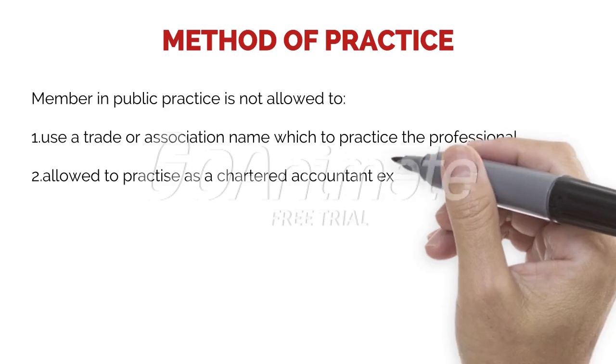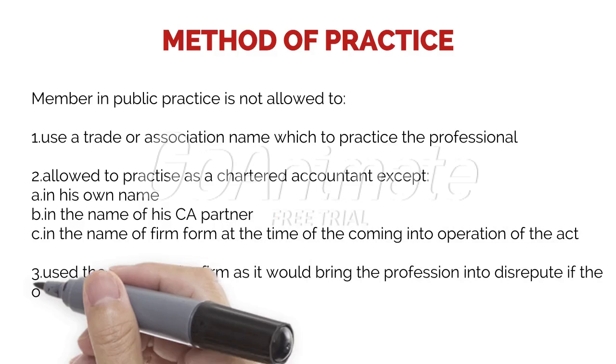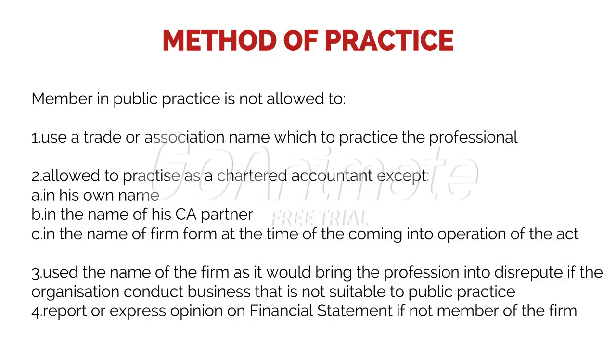A member in public practice is not allowed to 1. Use a trade or association name under which to practice the profession. 2. Practice as a chartered accountant except A. In his own name. B. In the name of his CA partner. C. In the name of a firm formed at the time of the coming into operation of the Act. 3. Use a firm name that would bring the profession into disrepute if the organization conducts business that is not suitable to public practice. 4. Report or express an opinion on financial statements if not a member of the firm.